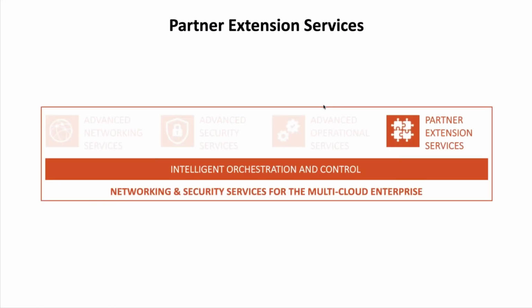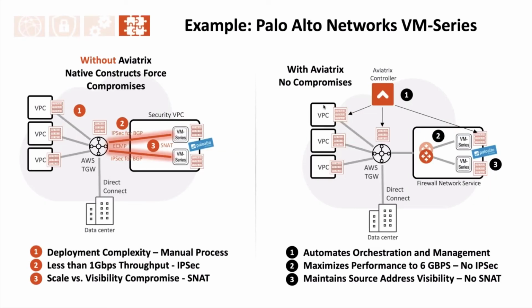So now very quickly, I think it's one slide, let's talk about partner extensions that our system provides. And I'll give an example of Palo Alto Networks VM-Series firewalls. One of the things that we find is that our partners have a hard time deploying their products within the native constructs. So in this example, I'm talking about deploying a Palo Alto Networks VM-Series without Aviatrix, connecting to the native AWS Transit Gateway, versus using Aviatrix, where we eliminate a lot of the compromises.